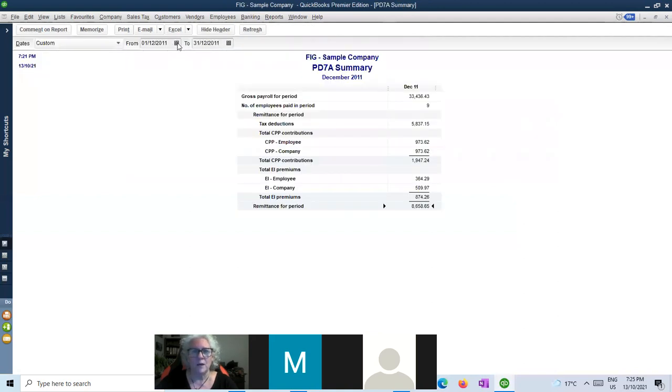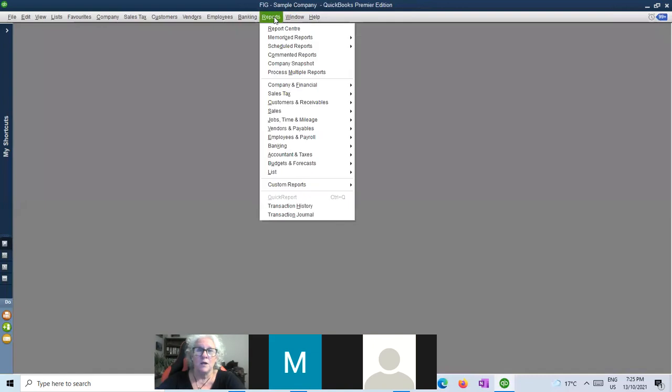And so I can come here and go 01/01/11 to 31/12/11, and that should be my T4 right there. That's my T4. And when I do my T4 summary online and I reconcile my T4s, it should be the same as this PD7A, which is the same. QuickBooks is the same as what you calculated.